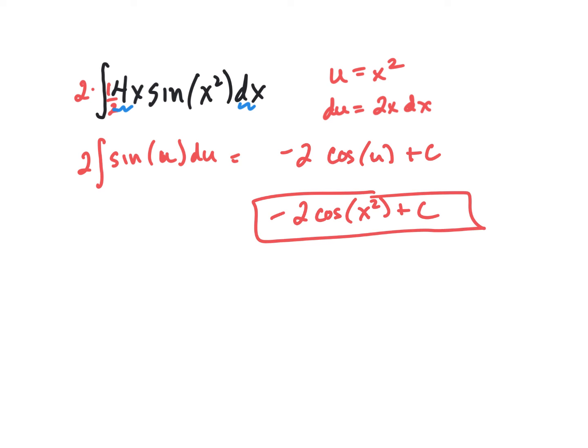There's our answer. Again, substitution is for situations where you're trying to integrate products or quotients, and choosing one of those pieces, something in there to be u, can eliminate the fact that it was a product or quotient with du.